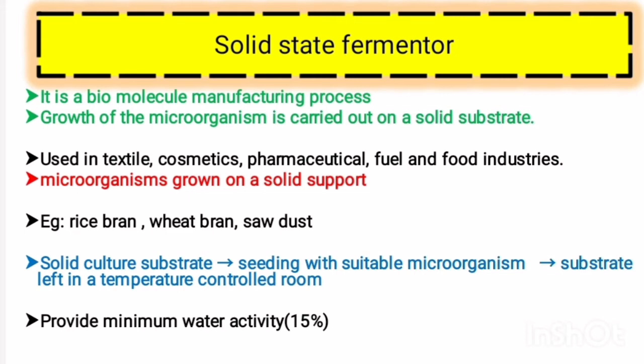The process consists of depositing a solid culture substrate such as rice or wheat bran on a flat bed after seeding with microorganism. The substrate is then left in a temperature controlled room for several days. Solid state fermenter provides the optimal development of filamentous fungi. It allows the mycelium to spread on the surface of the solid compound.